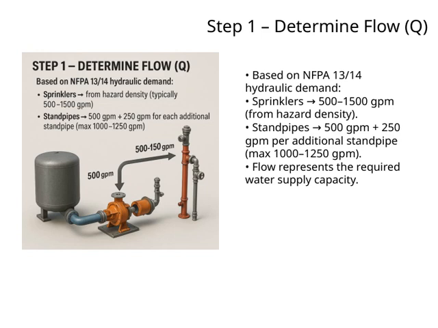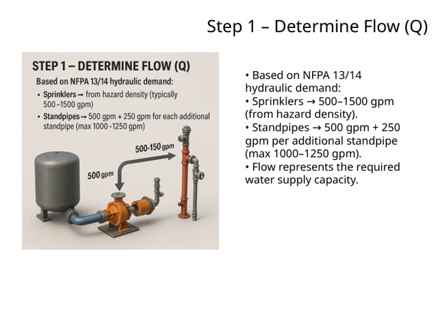So, let's get started. Let's start with step 1, determine flow, or what we call Q. This is all about understanding the water demand based on NFPA 13 and 14 standards. When it comes to sprinklers, the flow rate typically ranges from 500 to 1,500 gallons per minute, and this depends on the hazard density. That is, how much water is needed to control or suppress the specific hazard.